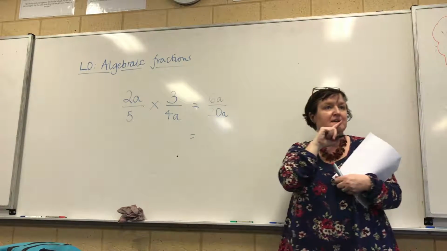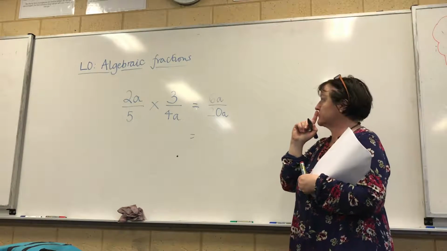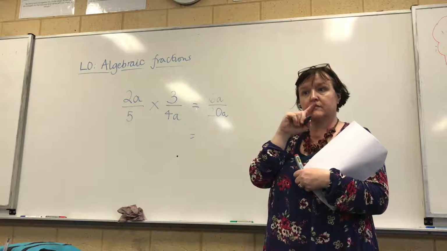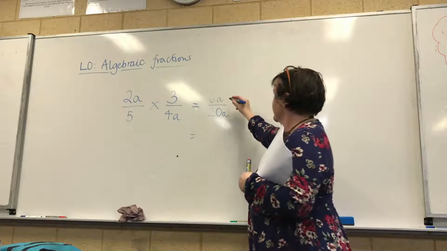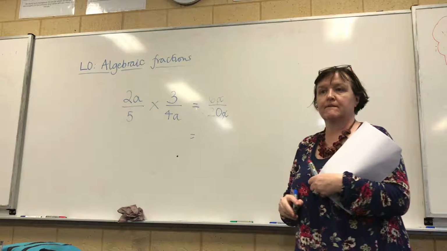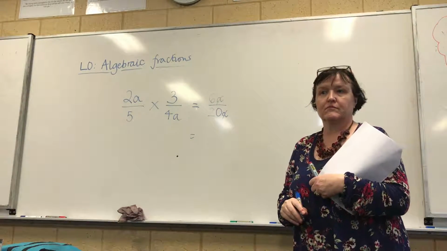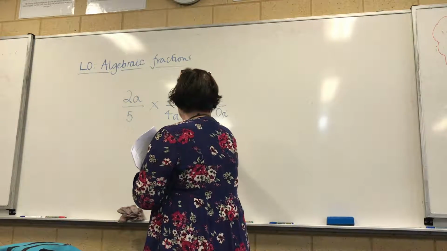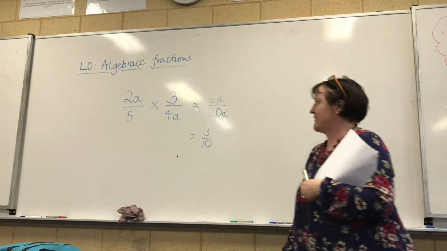Now, how does that simplify? Could you cancel the a's and then would it be 3 over 10? 3 over 10, that's right. 3 over 10.